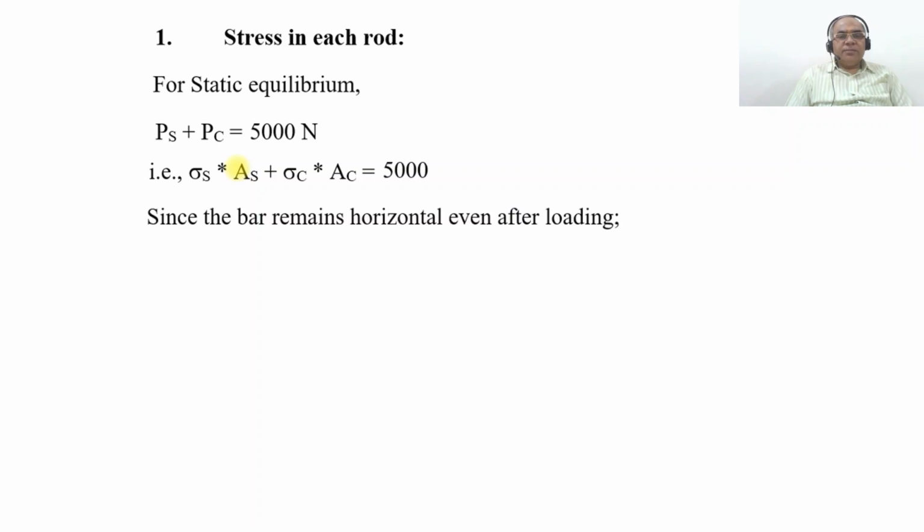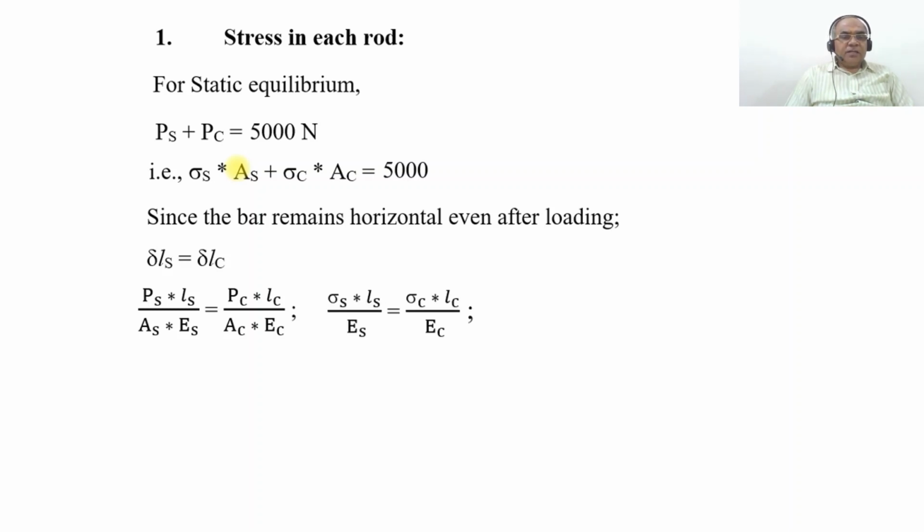Since the bar remains horizontal even after loading, delta LS is equal to delta LC. What is delta L? Delta L is nothing but P into L by A into E. Therefore, delta LS, which is PS into LS by AS into ES, will be equal to PC into LC by AC into EC. We convert P by A to sigma, so sigma S into LS by ES is equal to sigma C into LC by EC.